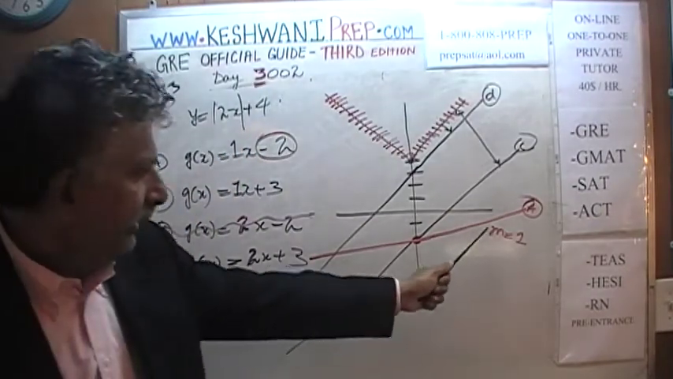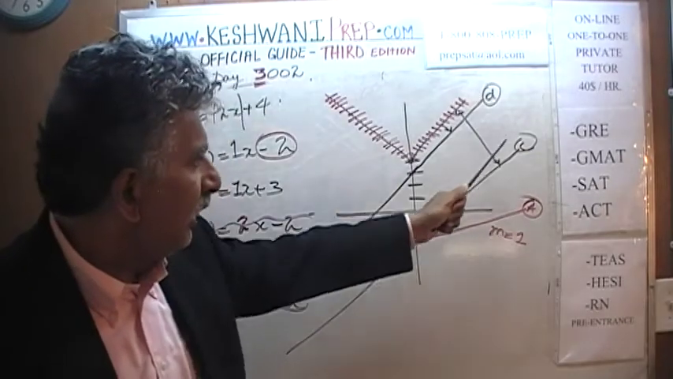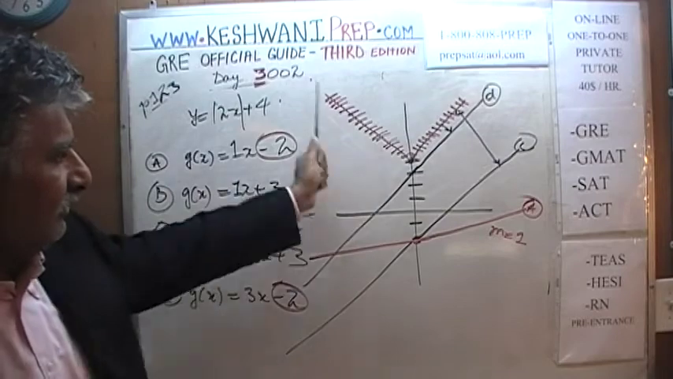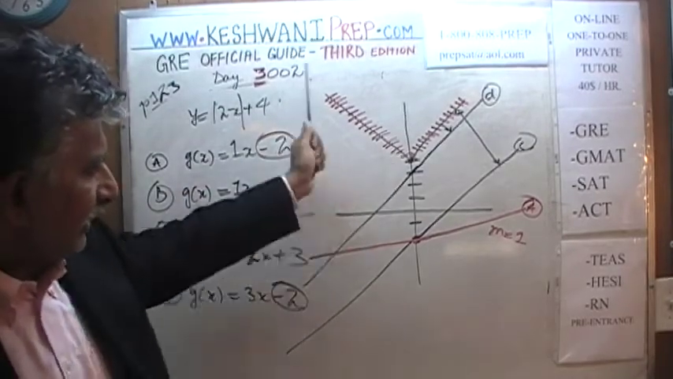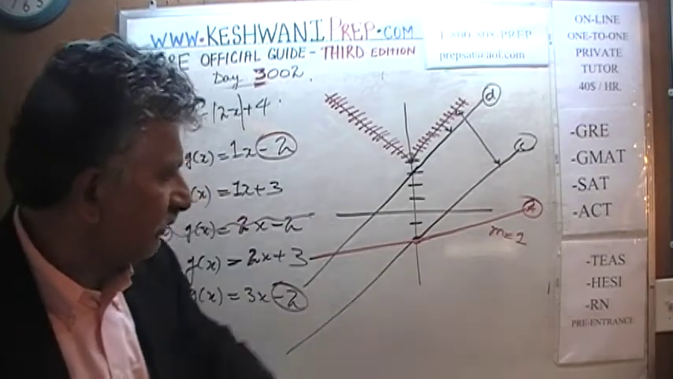As you can see, A starts here, and it's going to get farther and farther apart as we go out. Same thing here, it doesn't even matter because this one has a negative slope and this one has a positive slope. You don't have to worry about it. But here, they're going to get farther and farther apart.